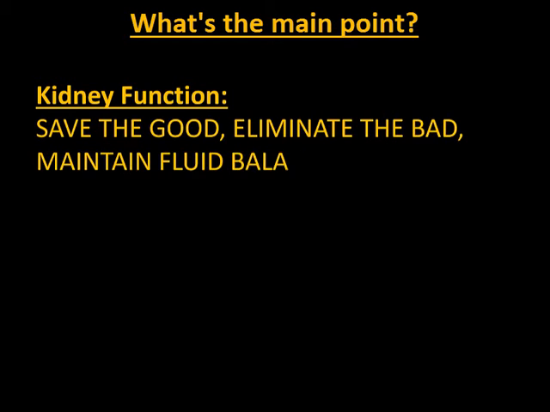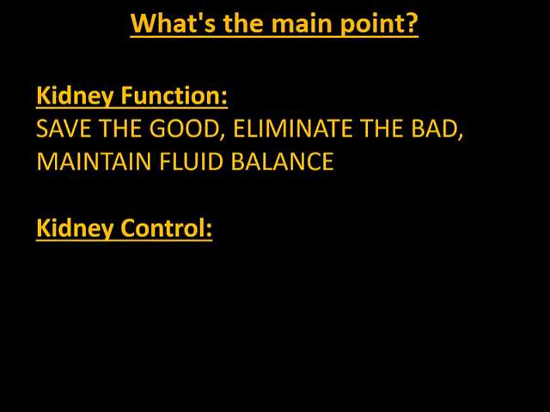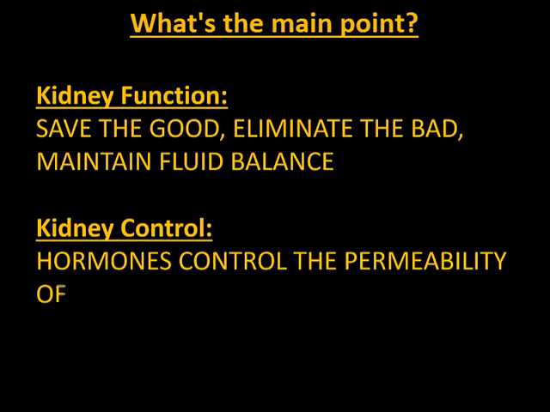The whole main point of the kidney is basically to filter the blood and save the good stuff, eliminate the bad stuff, and maintain fluid balance. That's the thing that I want you to keep in the back of your mind as we go through all of the mechanisms. And also, the second answer to our objective is that kidney control is really achieved by hormones. And what the hormones do is affect the permeability of the collecting duct. So let's go way back and start from the beginning.